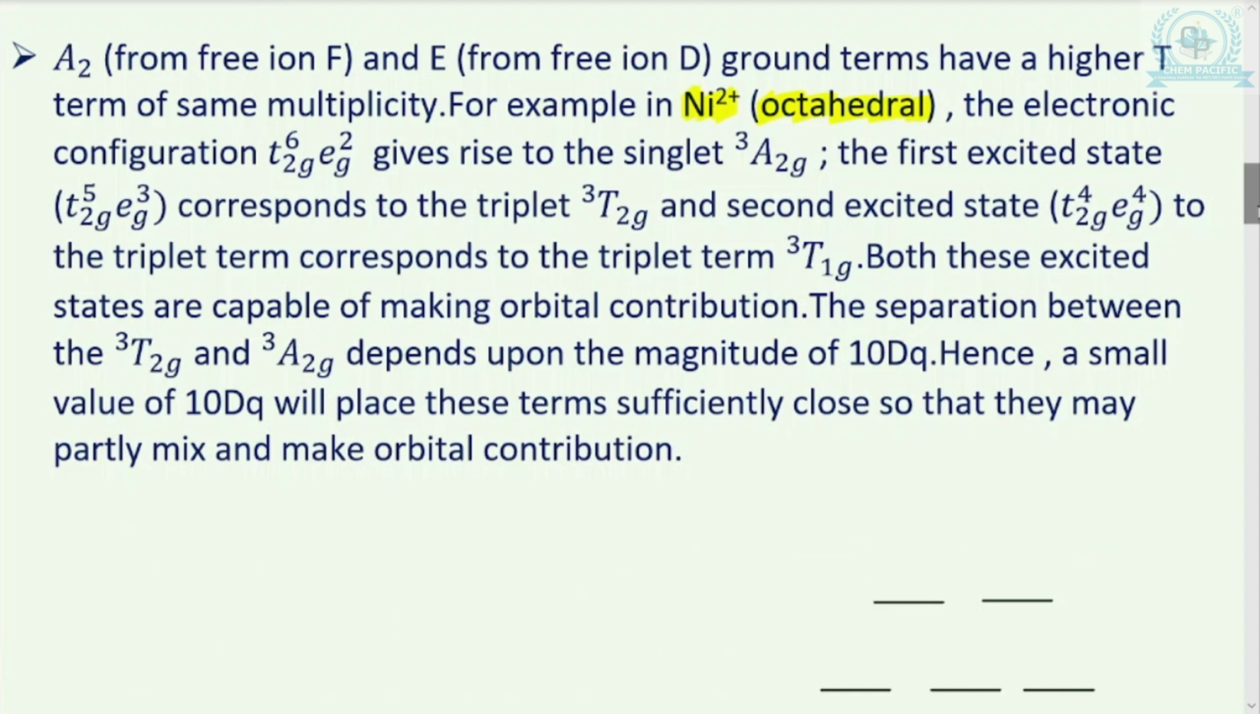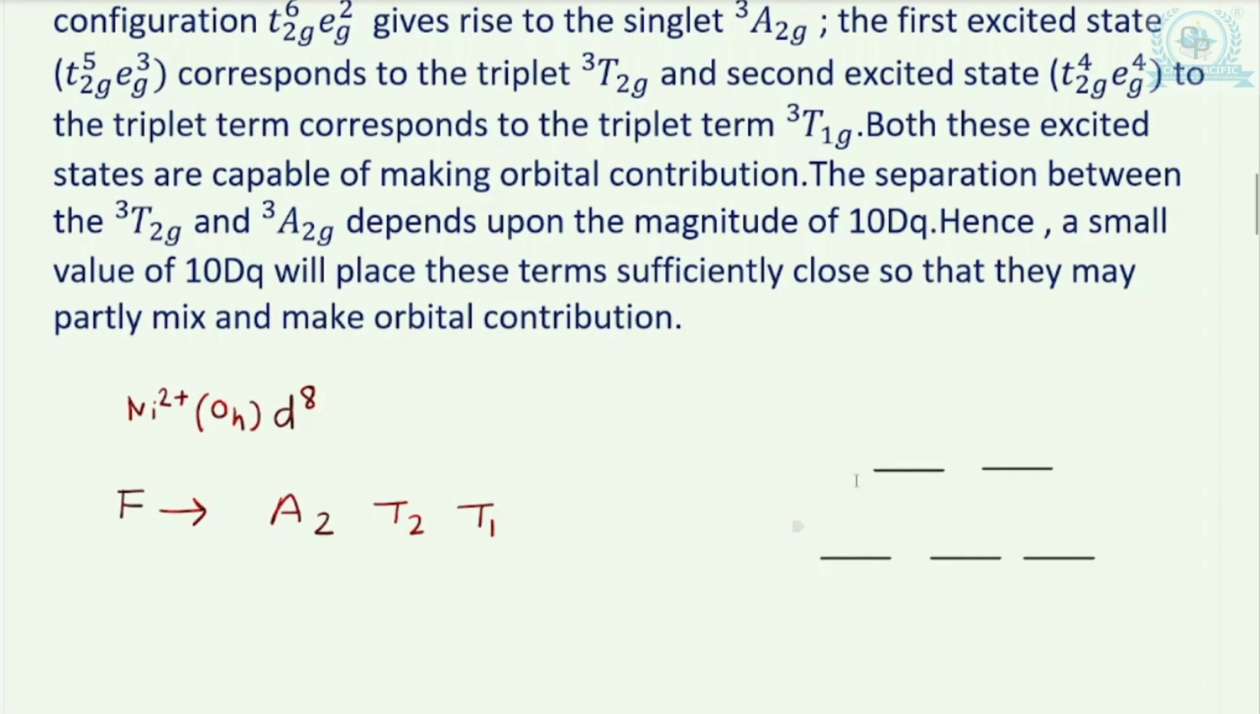Okay, so this is your nickel 2 plus in the octahedral field and this is having the d8. So d8 obviously its term will be F, and it is very much known to you that F gets split into A2, T2 and T1. Now you see, if this splitting is happening, so this is d8, so 1, 2, 3, 4, 5, 6, 7, 8. So what electronic configuration do you have?